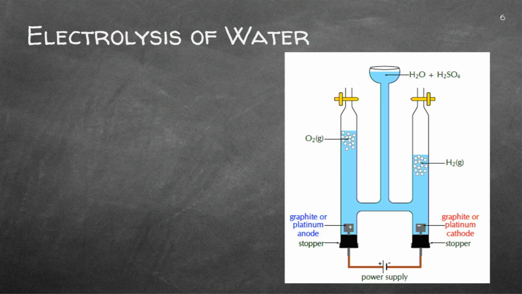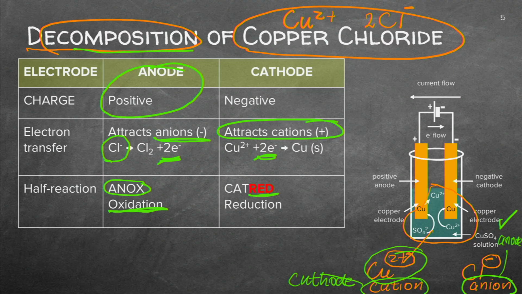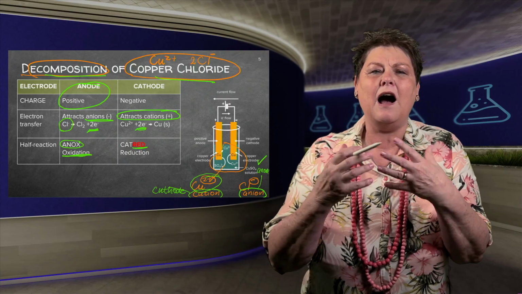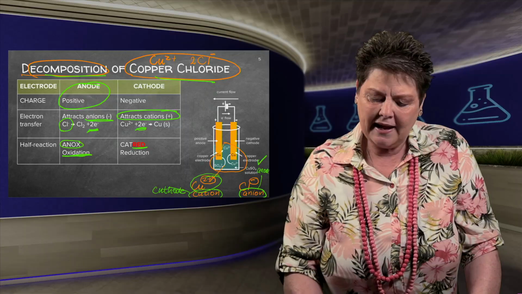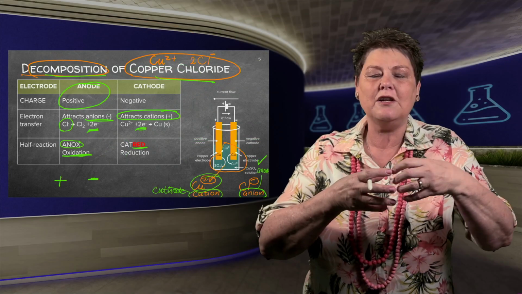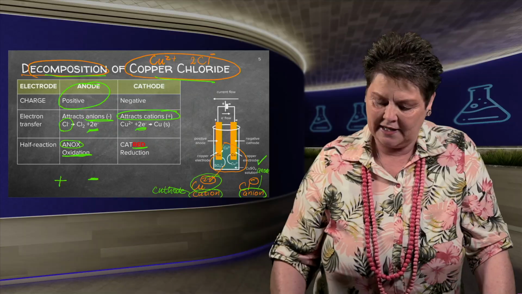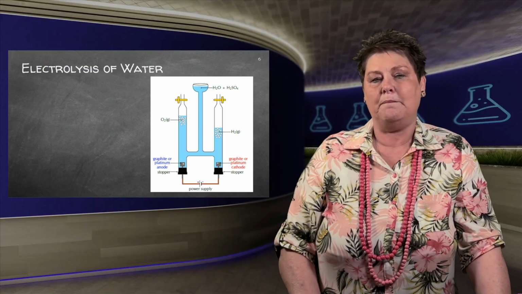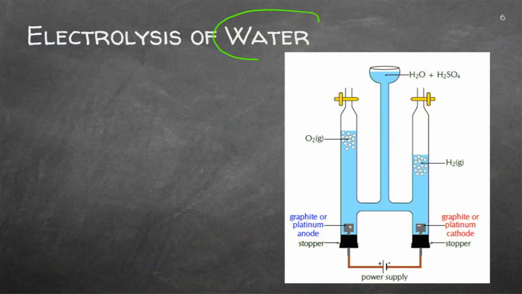Right, the first one then, decomposition of copper chloride, and you can take any ionic electrolyte. Anything with a plus and a minus will be separated because you draw them towards the electrodes. In a second type, we're going to take water and put that into an experiment where we are again going to do electrolysis.